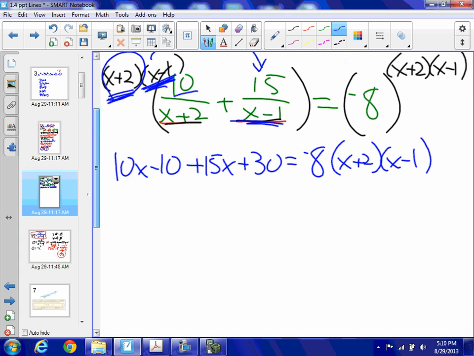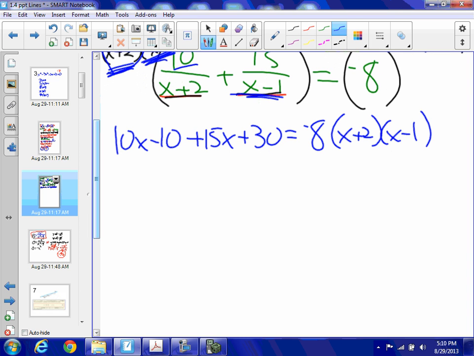And I think we can simplify the left side a little bit and the right side a little bit. So I'm going to combine my like terms. I have 10x and 15x, so that makes 25x. And I have negative 10 and positive 30, that makes plus 20.